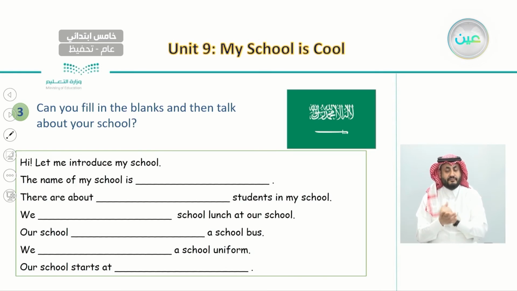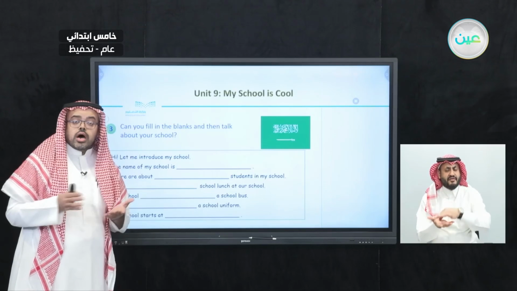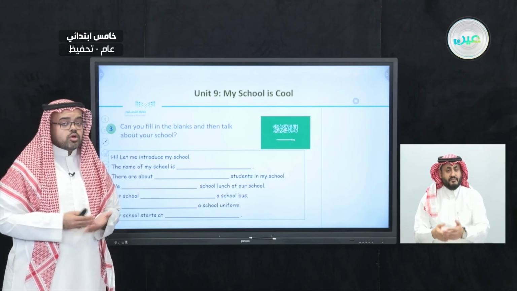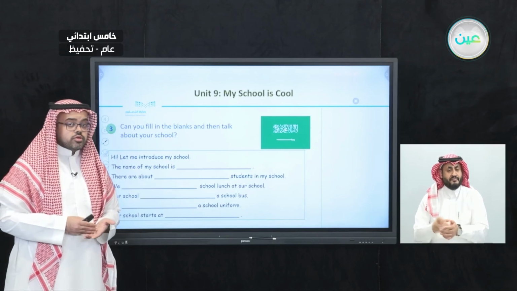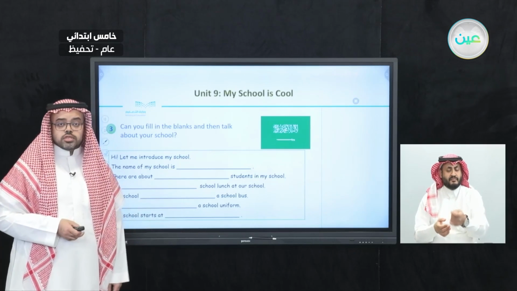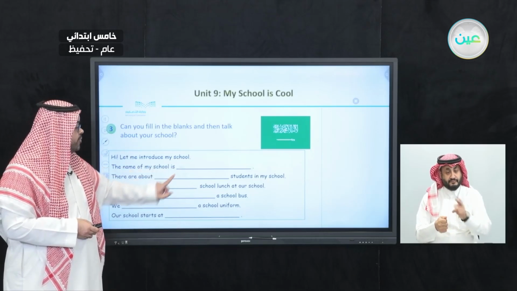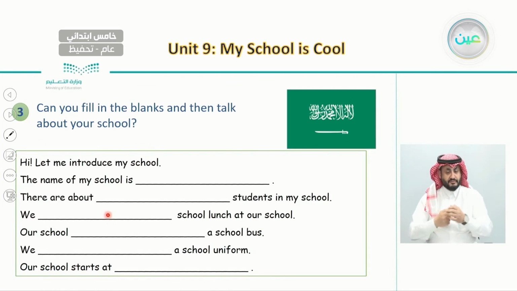As for the final one, which is the easiest one, our school starts at, and here what you should fill in the last blank is the exact time. Our school starts at 6:30, or our school starts at 7, or our school starts at 7:30. So here in the last one you mention the time. So name, number of students, whether you have a school lunch, whether you have a school bus, and whether you have a school uniform. And with the last one, you should write the time when the school starts.